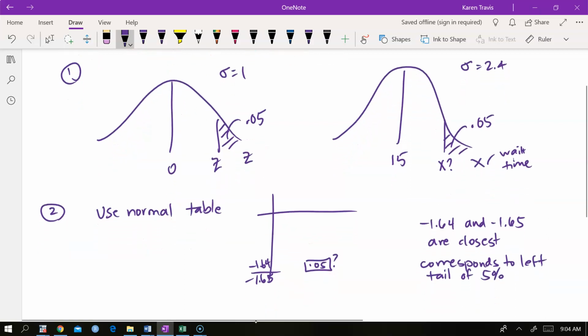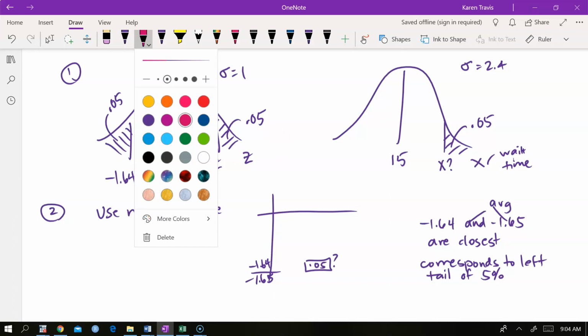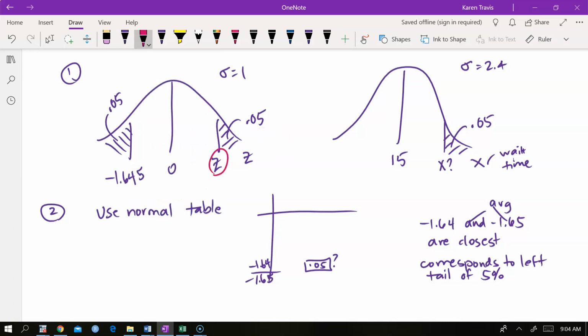So one way of doing this is to just realize when it's the right tail, if this is 0.05 on the left, and that's a negative 1.645, because it's an average of the two closest, then this value right here must be a positive 1.645. So I just used the symmetry of the normal distribution.